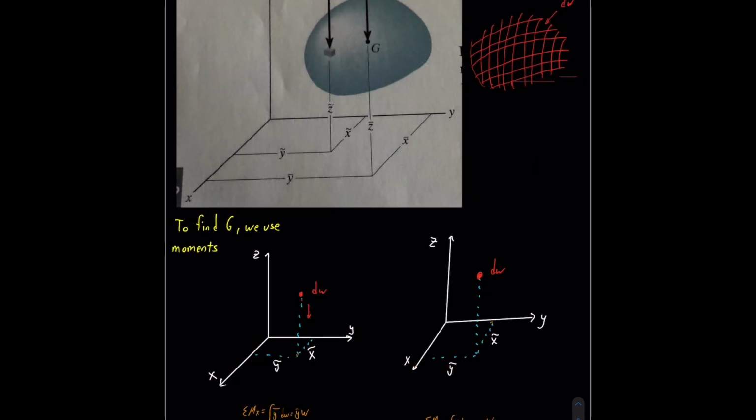I chose this image from the book because I think it explains centroids pretty well in 3 dimensions. Here you see the centroid due to the center of gravity. Now, this centroid is going to have its own x-coordinate, y-coordinate, and z-coordinate. Now, an infinitesimally small weight dw is going to have its own x theta, y theta, and z theta.